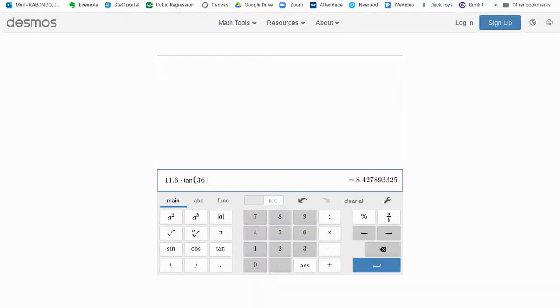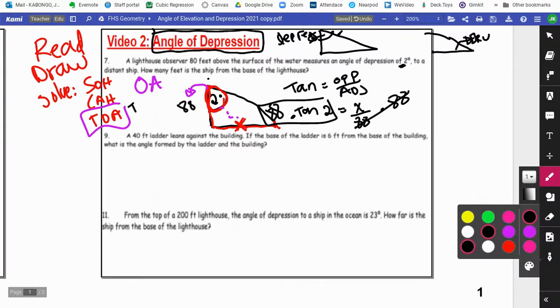So let's go 88 tangent of 2. We get 3.07. All right, let's put that in. 3.07. That's our answer, right? Wasn't so difficult, was it? You got this. All right, so let's move on to the next one.